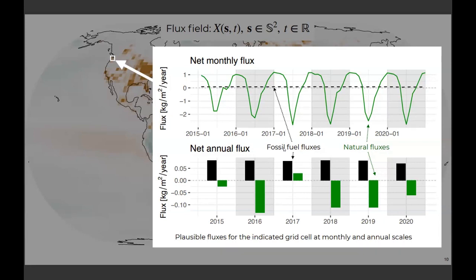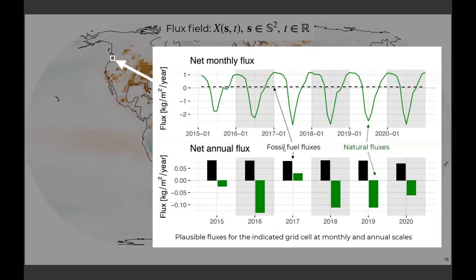At the top, I've got a time series of plausible estimates in this grid cell. Okay, and I've split out the fossil fuel and the natural fluxes at this location, at a monthly scale. There's no ocean here, so there's no ocean fluxes. And the natural fluxes are really seasonal. This is the planet breathing. This is photosynthesis happening in the spring, and I guess you call it the fall. We call it the autumn. That's when things decay and the CO2 gets emitted back. So it goes back and forth.